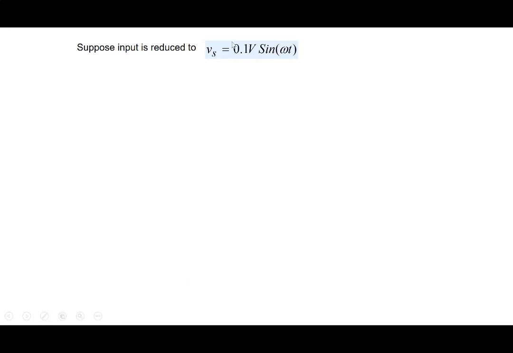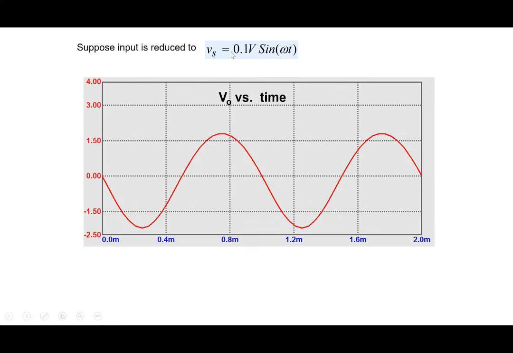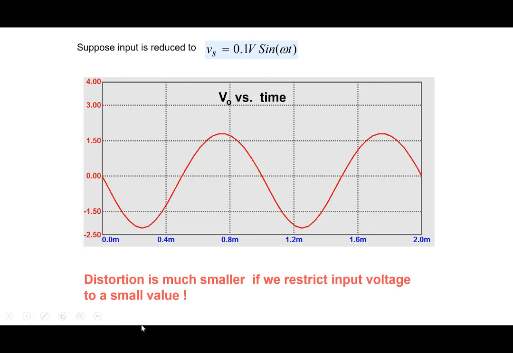However, if our input is reduced to 0.1 volt sin omega t, so earlier it was 0.3, but suppose we have Vs equal to 0.1 volt sin omega t, this is what the output looks like here. If we were to plot it, now you can see the output is pretty good, seems like a reasonable sinusoid here. So the idea is that distortion will be much smaller if you restrict the input voltage to a very small value. Note that the output voltage doesn't have to be small.